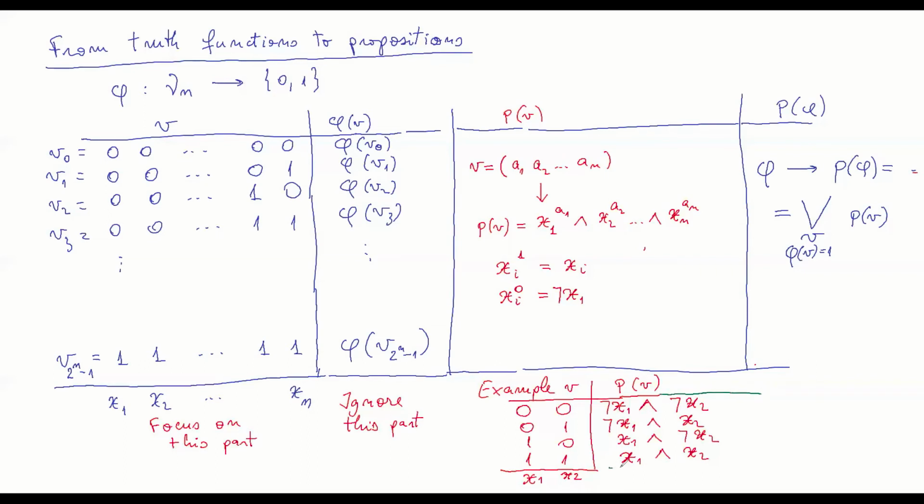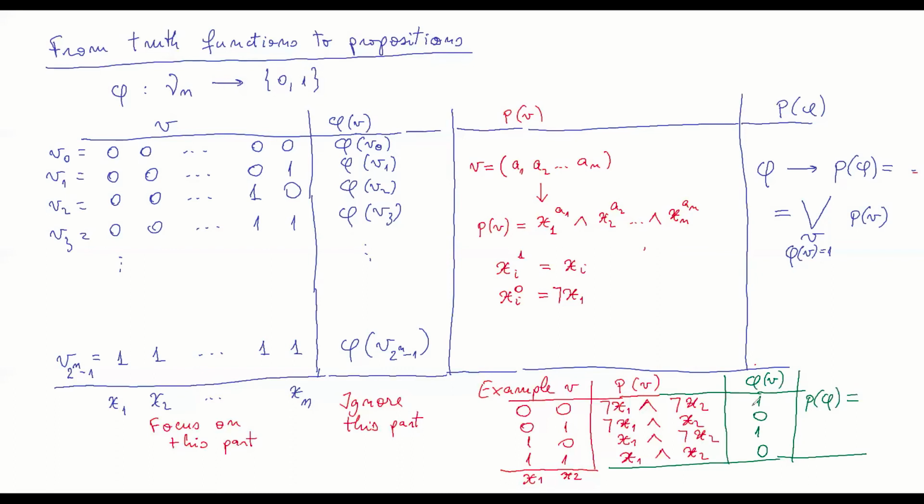So let's say my truth function was defined, I just give some arbitrary values. For example, if it was defined like this, it's 1 for 0, 0, and it's 0 for 0, 1. And let's say it was 1 for 1, 0, and let's say that it was 0 for this one. Then the proposition I associate to this particular truth function is going to be P of phi.